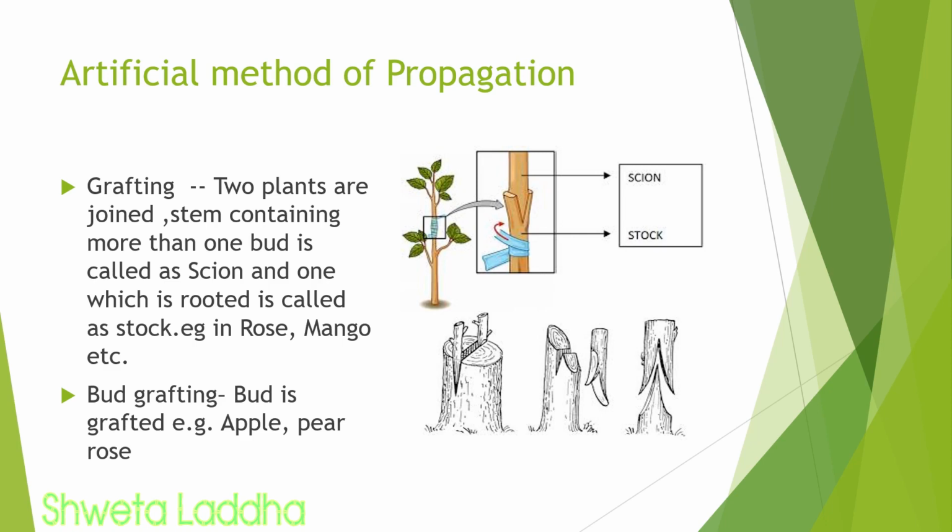This upper plant, which has more than one bud of the desired characters which we want, is called the scion. Then it is covered either with moss or with wet soil. It is then covered with plastic and kept aside for some days. Once the cambial system, the vascular bundles, connect to each other, they start growing together. This method where two plants are joined together is called grafting. Now grafting is of different types.